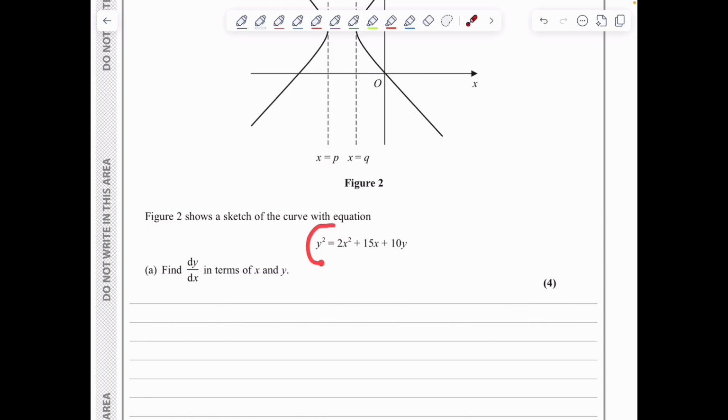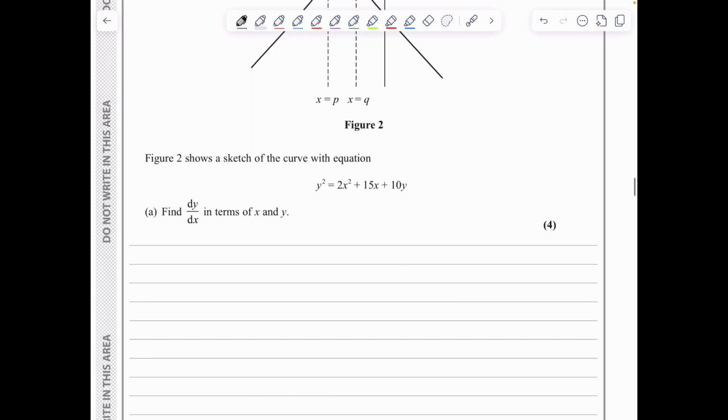So the derivative of y squared will be 2y dy dx, and this is going to be equal to the derivative of 2x squared, which is 4x, plus the derivative of 15x, which is 15, plus the derivative of 10y, which is 10 dy dx. I will then collect the dy dx terms on the left-hand side of this equation. So 2y dy dx minus 10 dy dx is equal to 4x plus 15.